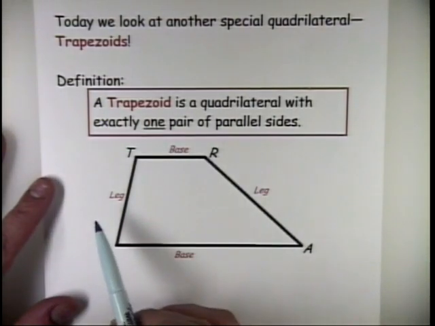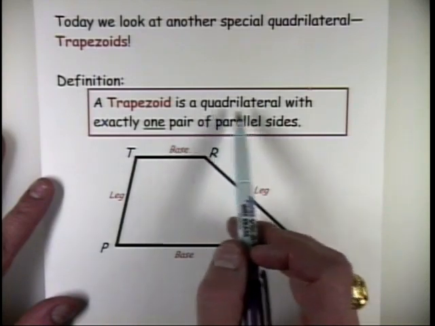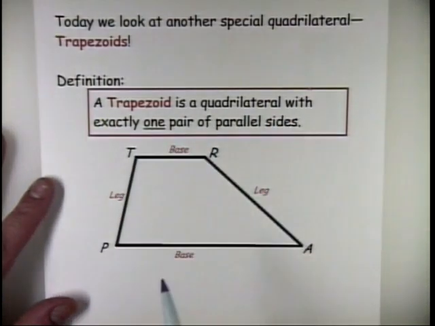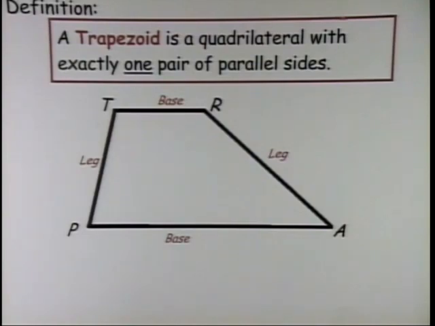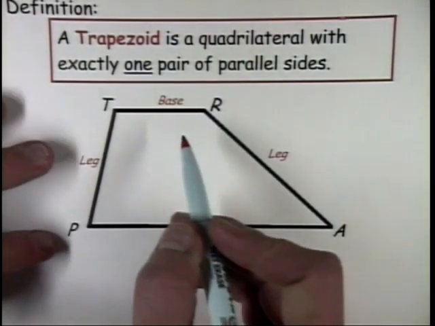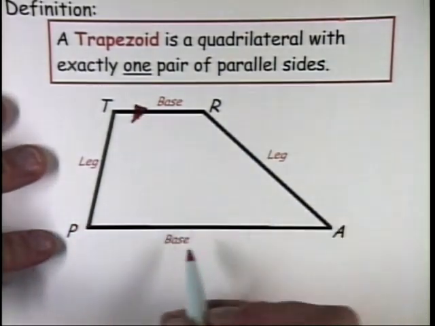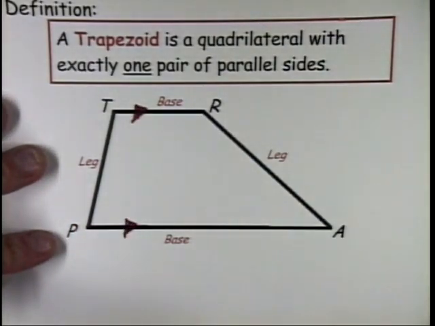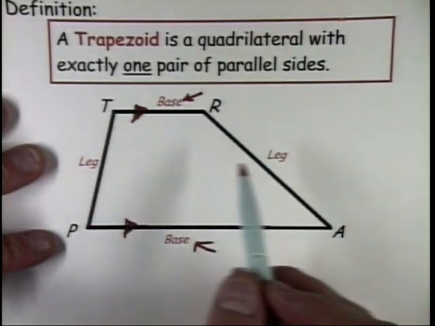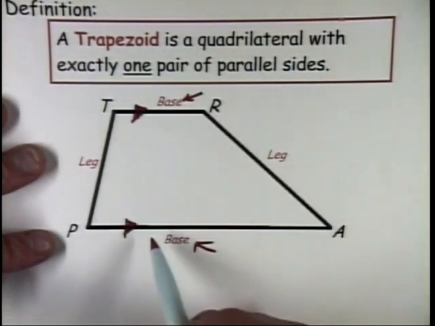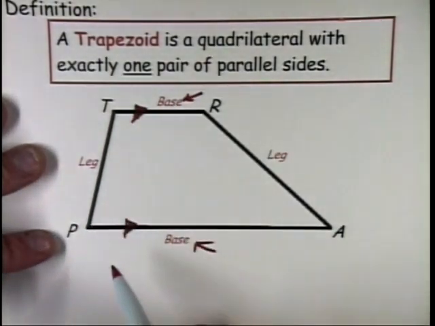So here's what a trapezoid is, the formal definition. A trapezoid is a quadrilateral, four sides, with exactly one pair of parallel sides. So here's a trapezoid down here. Let's talk a little bit about the anatomy of this trapezoid. One pair of parallel sides, not two, exactly one. So this side here and this side here are the parallel sides, and we call those guys the bases. Now we have these two opposite sides that are not parallel to each other, and we call those the legs. So the bases are the parallel sides, denoted by these arrows, and the legs are the non-parallel sides.